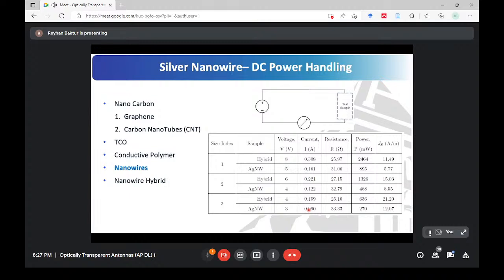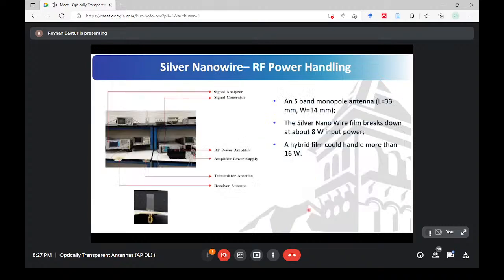Now we say, okay, well, we're antenna engineers. We work with RF. So let's say it has bad DC power handling capability. At higher power, it burns, it melts. How about RF? This is what we did for RF. So it's a fun experiment.